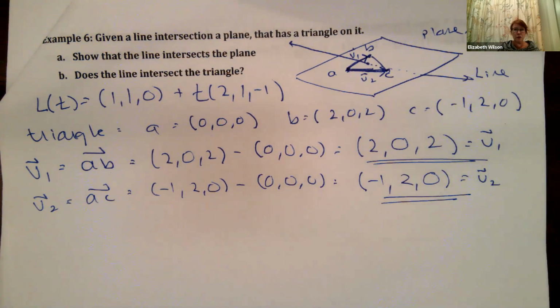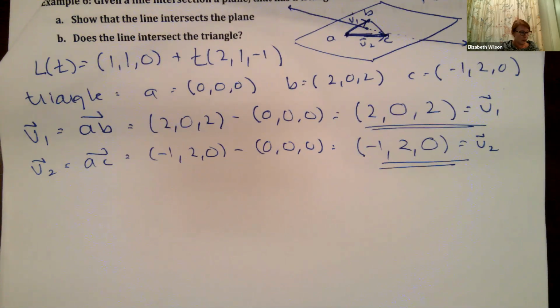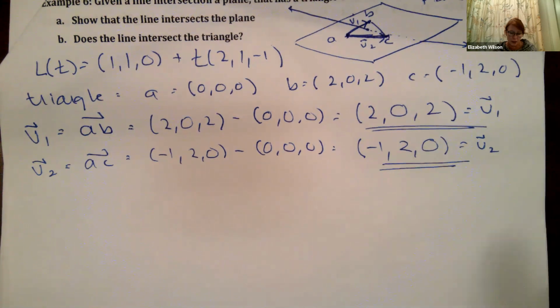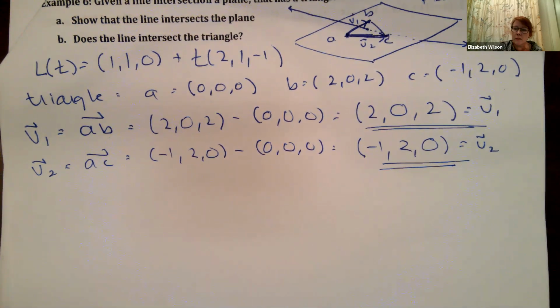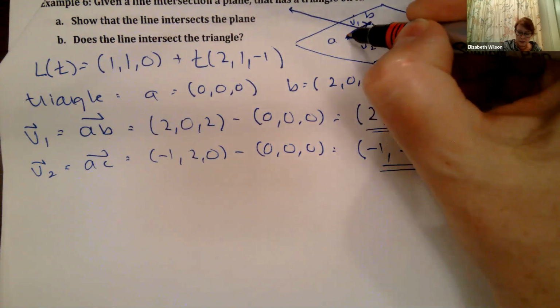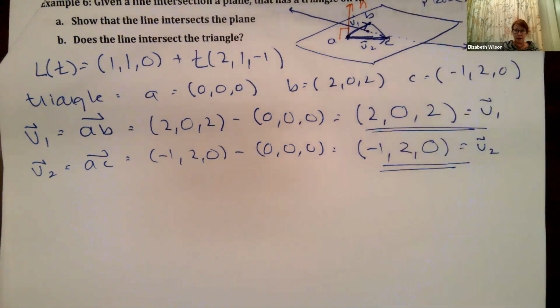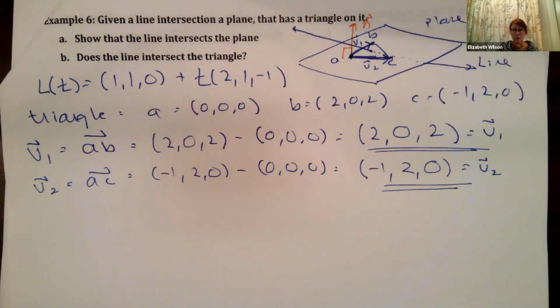So now we have our two displacement vectors. Now what I want to do is use these two displacement vectors to give me a vector that's normal to the plane, because I'm going to use that normal vector to help me write an equation for my plane.